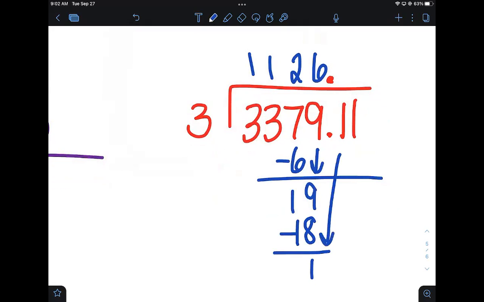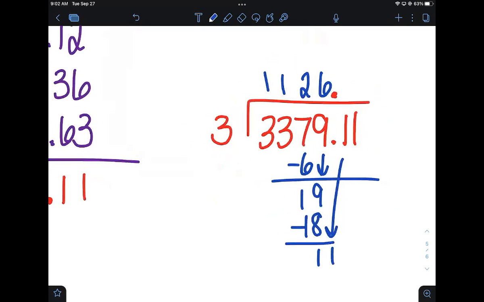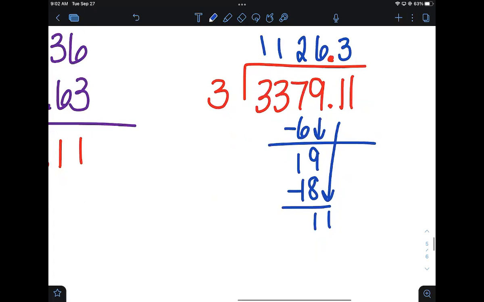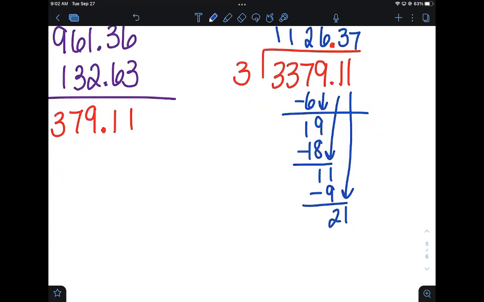Drop down this one. 3 goes into 11. How many times? 3 times. What's 3 times 3? 9. Subtract. That's a difference of 2. And drop down your 1. And 3 goes into 21. How many times? 7. Exactly 7.